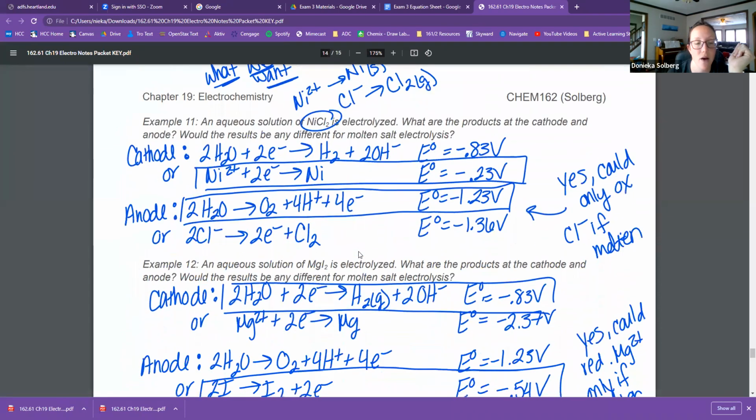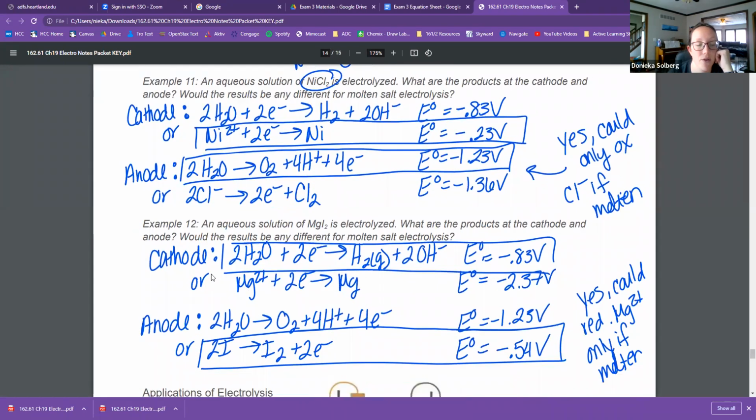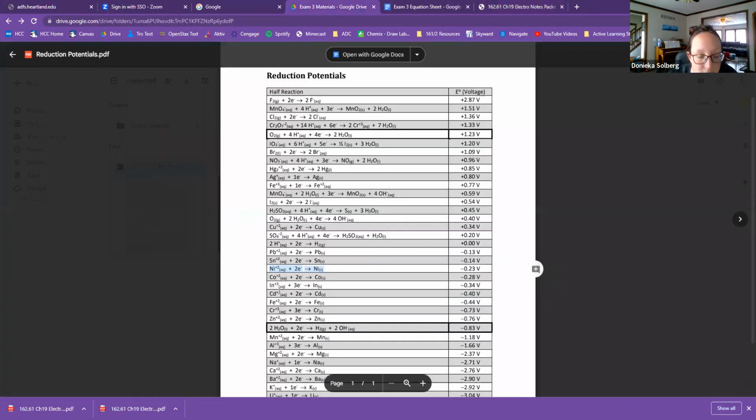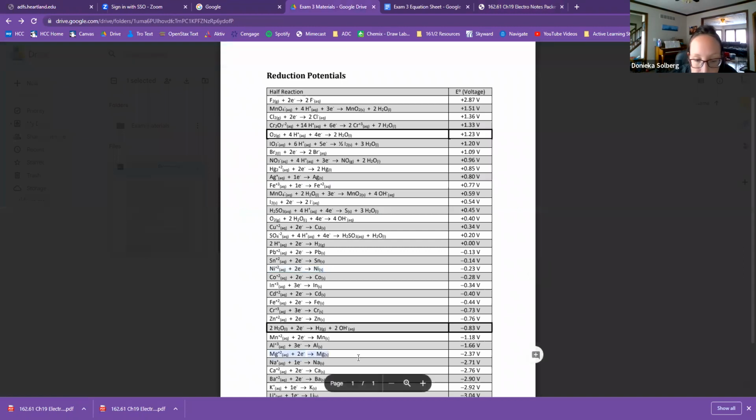Okay, example number 12, I did the same thing. I pulled my cathode reaction, my reduction reaction for water down, and my oxidation reaction for water down. Okay, this one is negative 0.83, this is negative 1.23. Those are always going to be the same. Okay, now I've got magnesium iodide. So if I look at my sheet, magnesium is down here. Magnesium is right here. Negative 2.37.